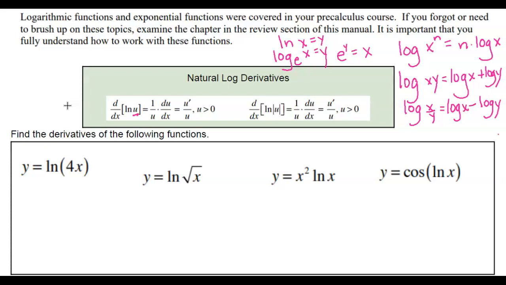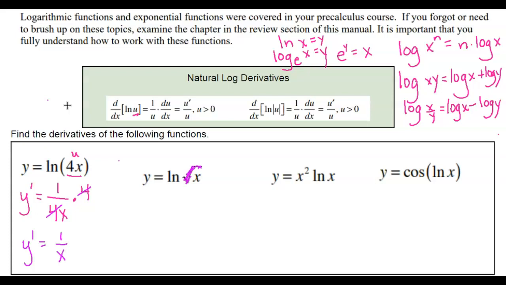Okay, so let's look at number 1. So this is our inside. So our derivative is 1 over the inside. And then we just multiply it by the derivative of 4x, which is 4. And then you do still want to simplify if you can. These 4's would reduce, so our derivative is just 1 over x. Okay? That's not too bad.